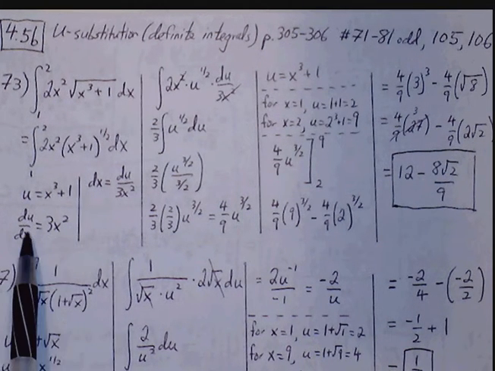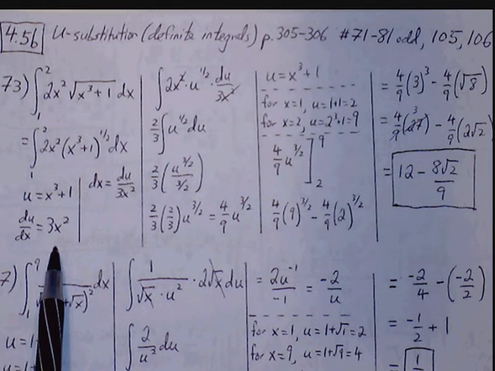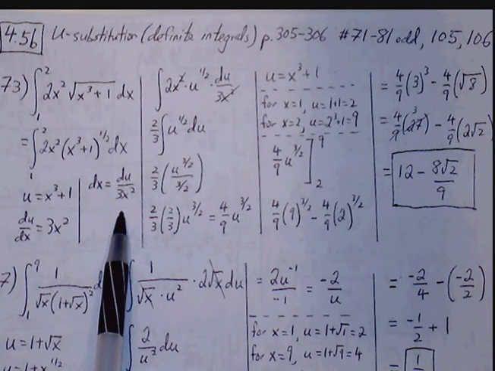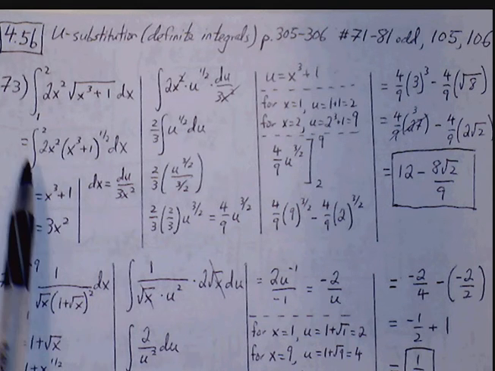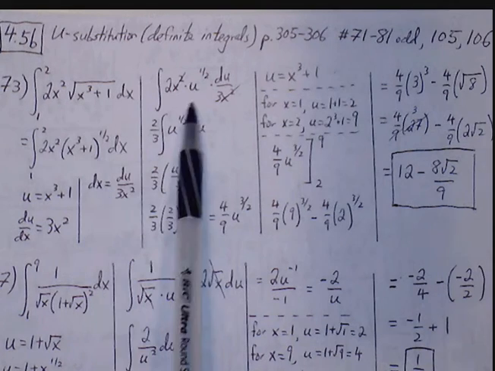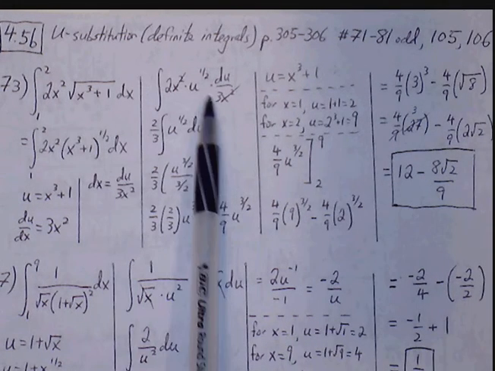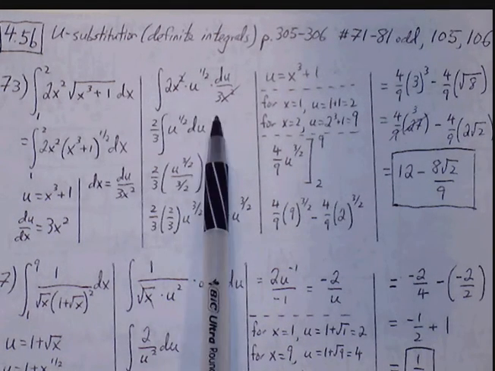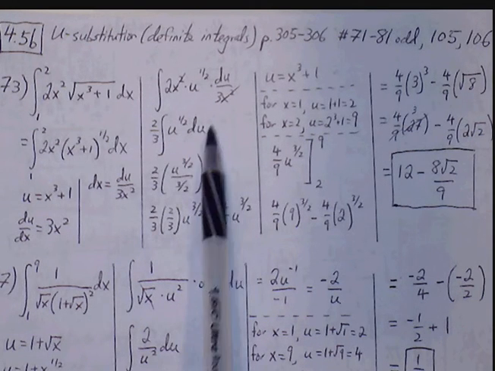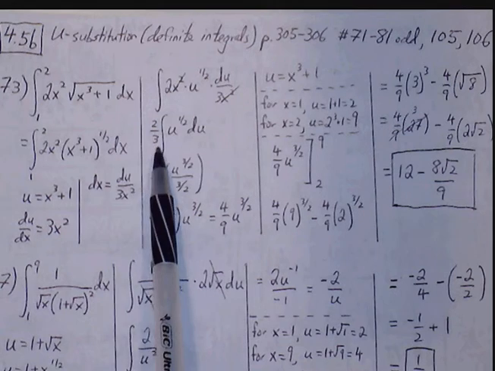plus 1. So du over dx equals 3x squared, dx is simply du over 3x squared. We make our substitutions. 2x squared stays. x cubed plus 1 gets replaced with u to the 1/2. dx gets replaced with du over 3x squared. The x squared cancels out, but we have to keep track of the 2/3. Pull that in front. Okay.